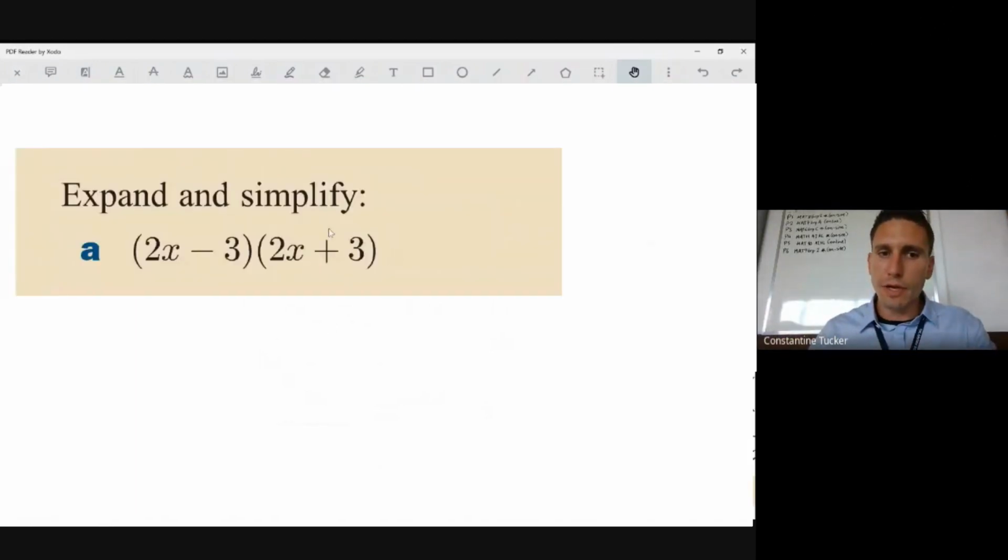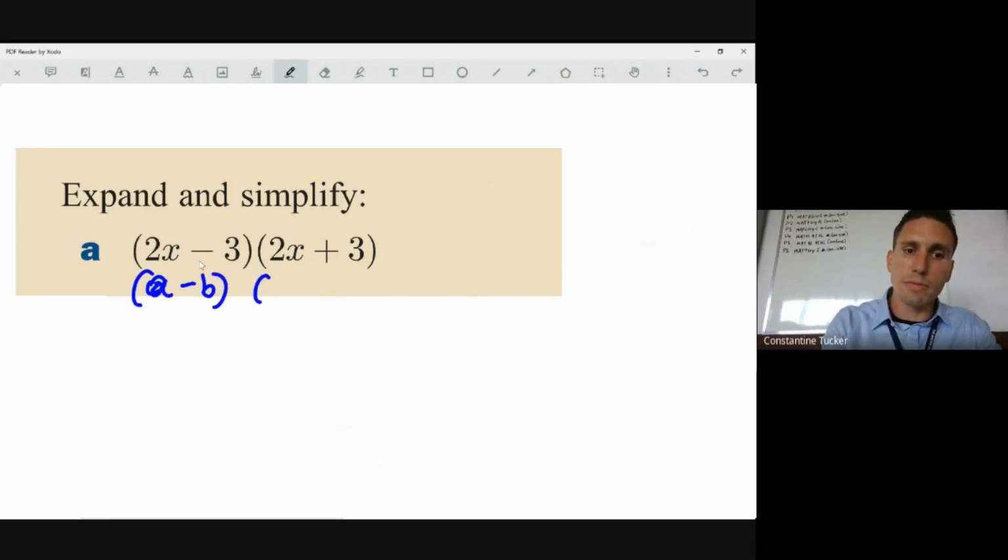So let's have a look at this example here. How do you expand and simplify this? Well, we have, again, something like a minus b times a plus b. So I'm going to write it down underneath just to make it a bit more clear: a minus b times a plus b. And we know this is always equal to a squared minus b squared.